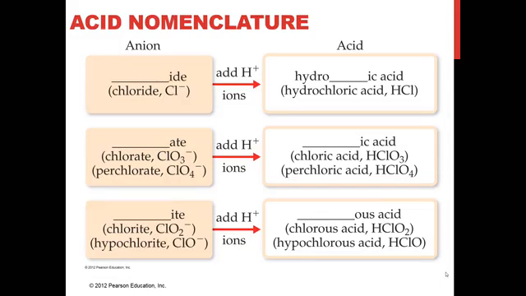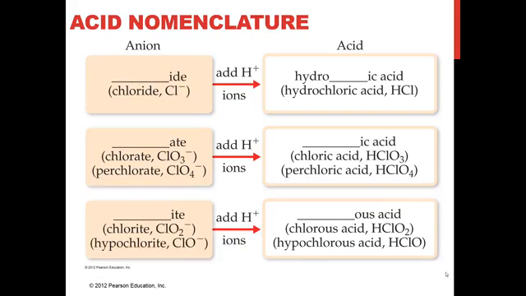The final scenario is if the anion present in our acid ends in ITE. For example, an acid with the formula HClO2. ClO2 1- is chlorite. When we name an acid that contains an anion whose name ends in ITE, we change the ITE to OUS. So HClO2 is chlorous acid.